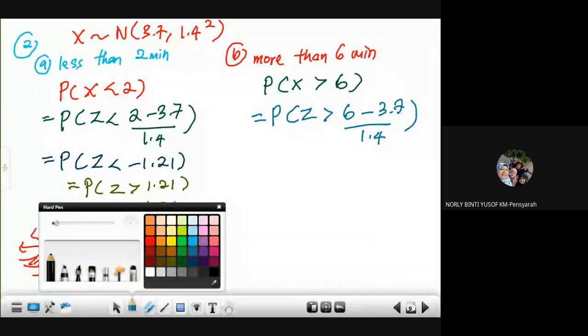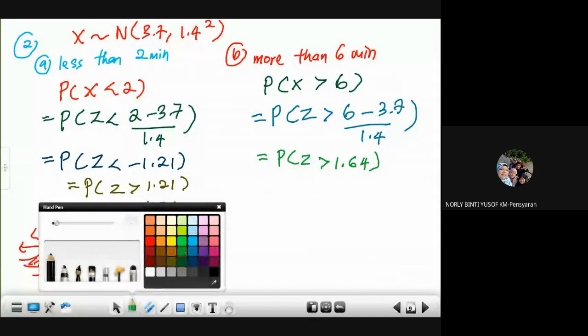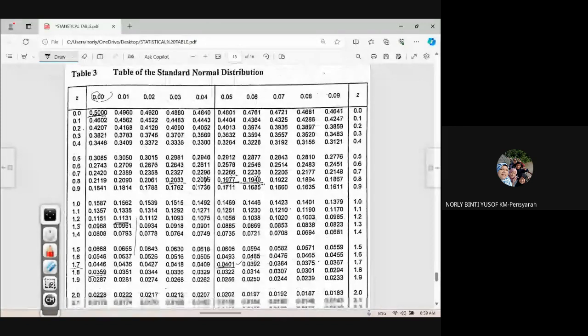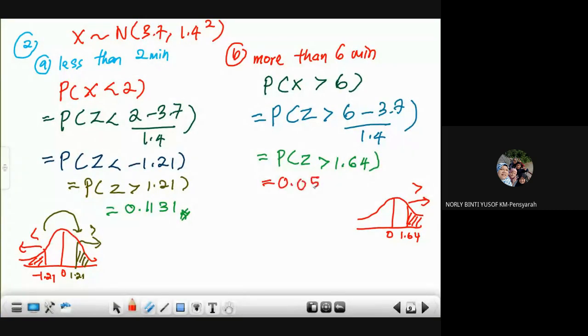Okay. And then you simplify the score Z, you will get 1.64. So same, 1.64, we can read the table because the symbol is greater than. You can read the table if you draw the normal shape. Why can we read it? Because it is 1.64, the area on the right side is greater than. So you can read the normal table 1.64, and you will get 0.0505. So that is your value, 0.0505.